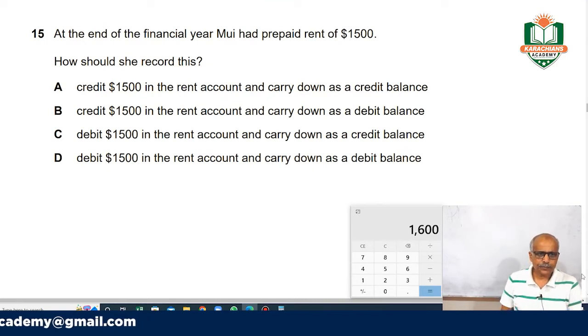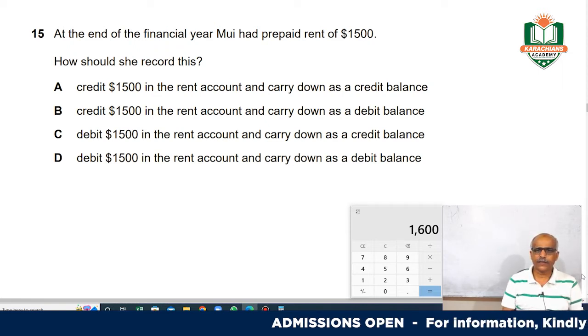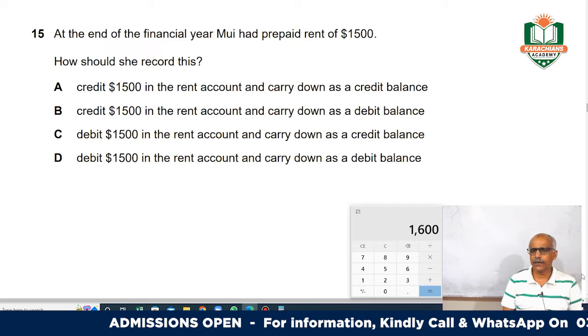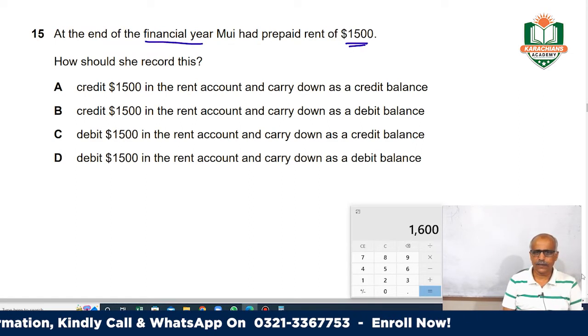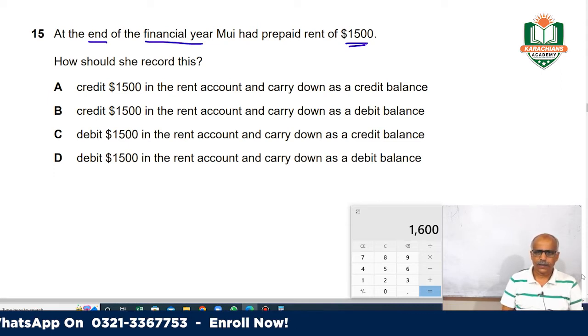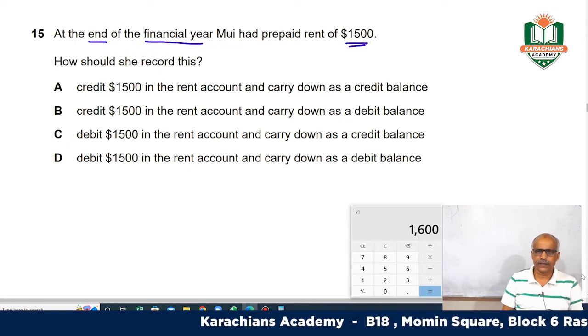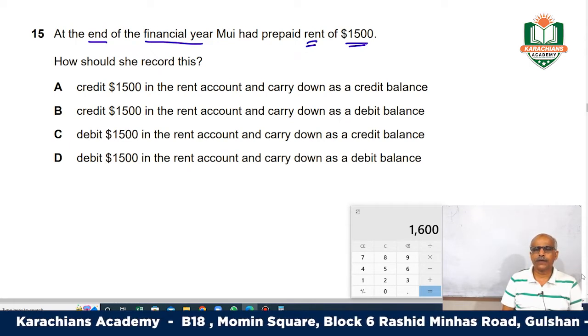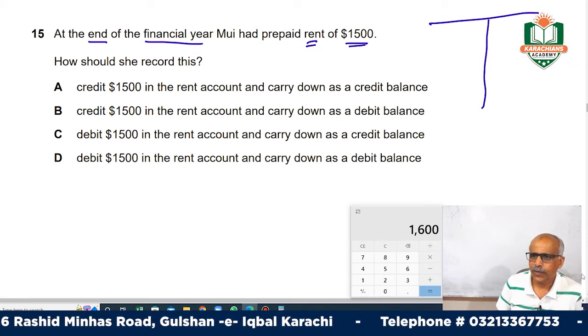Question 15. At the end of the financial year, Mu had prepaid rent of 1,500. How should she record this? So Mu has a balance of 1,500 in rent. This is prepaid. We make the prepaid rent account when one account is maintained.